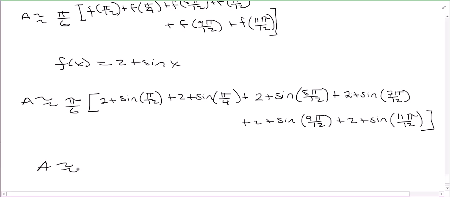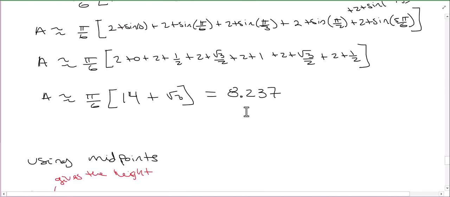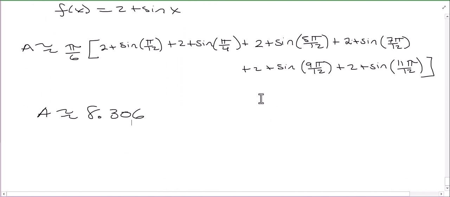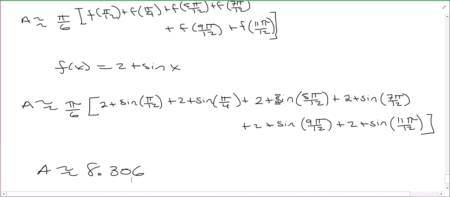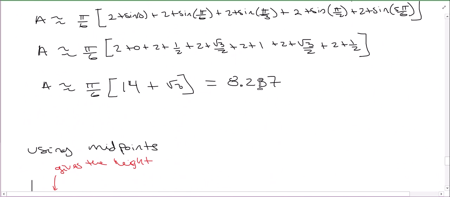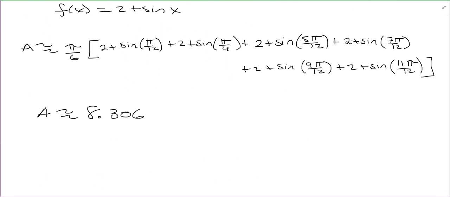When I put this on my calculator, I got 8.306, rounding to 3 decimal places. So let's compare our answers. Well, we already saw that with the left and right endpoints, we got the same due to symmetry, so it's 8.237. And then with the midpoint, we get 8.306. And so those are pretty close, 8.306 and 8.237, well, somewhat close. It would be nice to know what the actual area is.